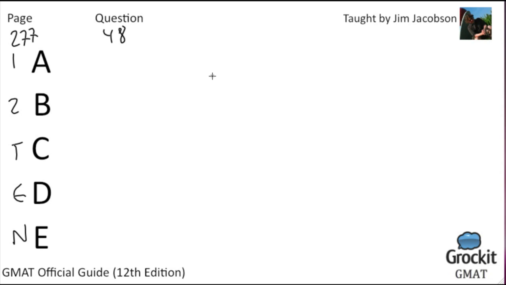Okay, so in June 1989, what was the ratio of the number of sales transactions made by salesperson X to the number of sales transactions made by salesperson Y? So what the question is ultimately asking for is the June transactions of X over the June transactions of Y. So let's hope we get that in the answer choices.